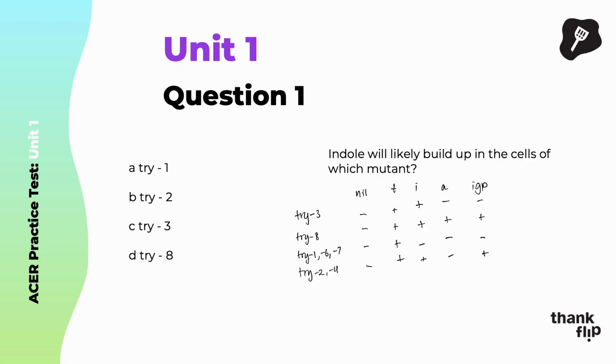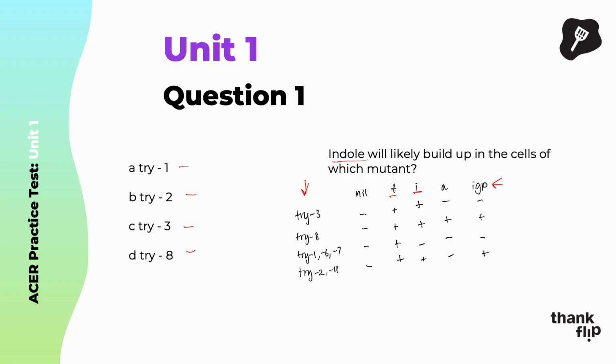So in Unit 1, we're given a table of different mutants of the bacteria Salmonella typhimurium, and we're told whether or not they grow on particular kinds of supplemented mediums. So over here, these are the supplements, and here are the different kinds of mutants. Question 1 is asking: indole will build up in the cells of which mutant? Try 1, 2, 3, or 8. So indole is supplemented here.